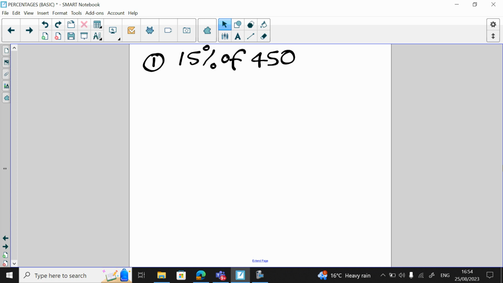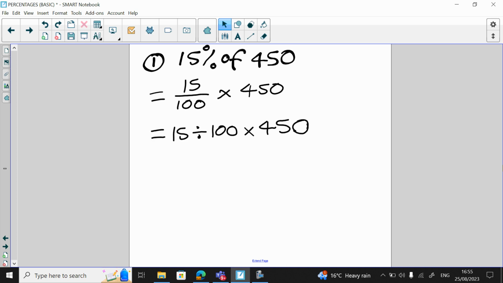Okay, 15% of 450. So I'm just going to go through the same routine as I did before. So percent into fraction, of means times the amount, 450 in this case. I'm going to turn the fraction into a divide, so 15 divided by 100 times the 450. Calculator: 67.5. That looks okay.